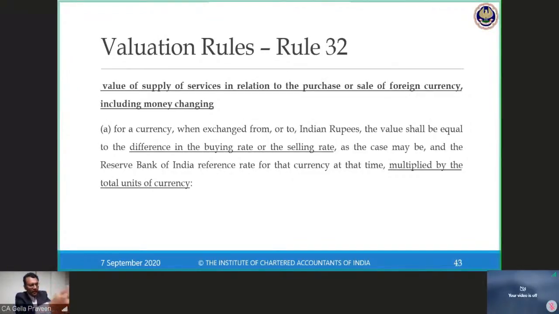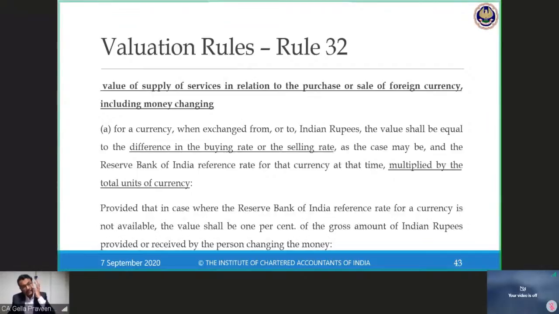Simple equation: what rate I have purchased at, what rate I am selling at. When I am an authorized dealer, definitely I have to keep a markup. How do I do it? For 1 lakh, I'll say I buy for 75,000 and sell it for 80,000. So 80,000 minus 75,000, the difference of these two, 5,000, is my margin. That 5,000 is the value they want to say is your transaction value.